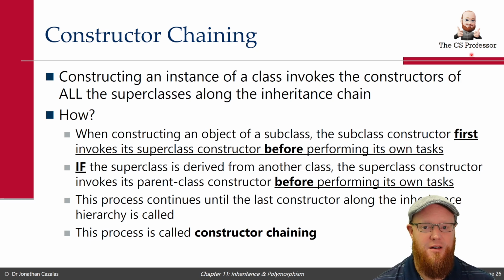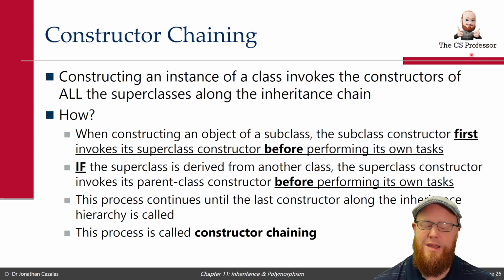Constructing an instance of a class, constructing an object, it really amounts to invoking the constructors of all of the superclasses along that inheritance chain, going all the way up to the object class. How does this actually work?